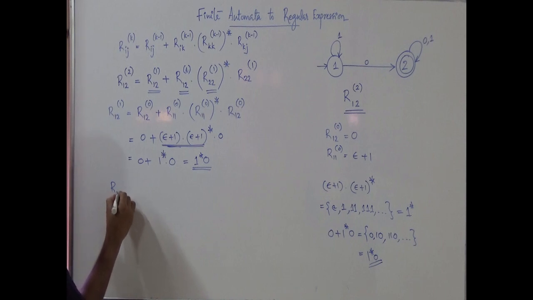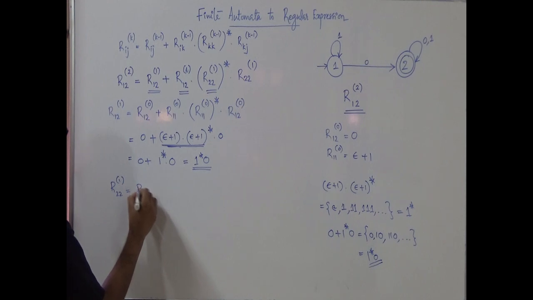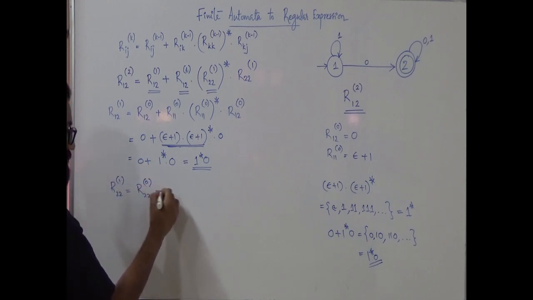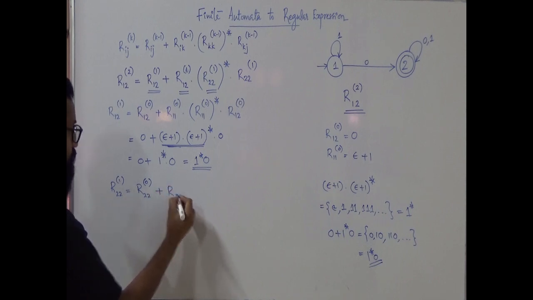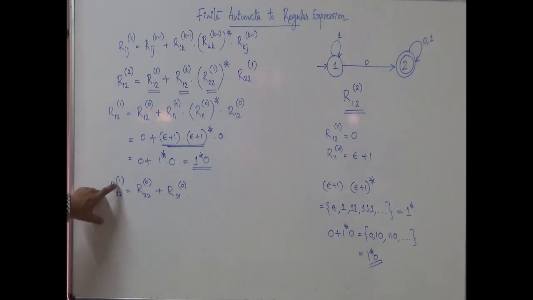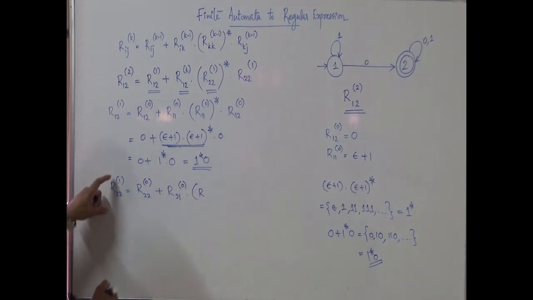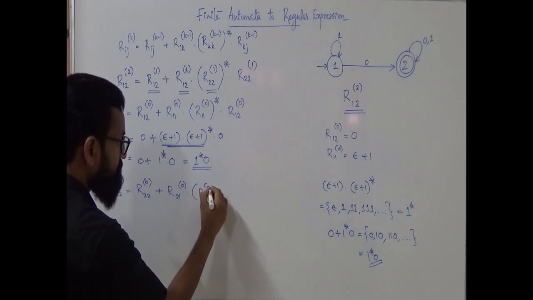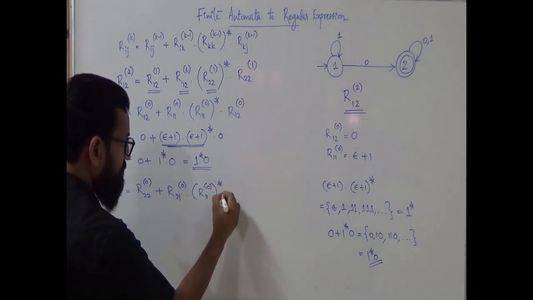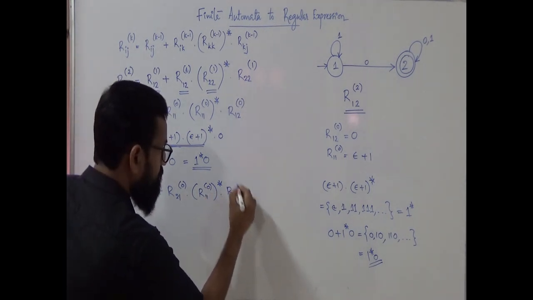Now you have R12^1 in your hand, then R22^1. So what is R22^1? Apply this formula, you will get R22 of k minus 1, that is 0, or R2k of 0 concatenated with Rkk. Here k is 1, so R21 of 0 concatenated with R11 of 0 Kleene closure concatenated with R1j, that is R12 of 0.